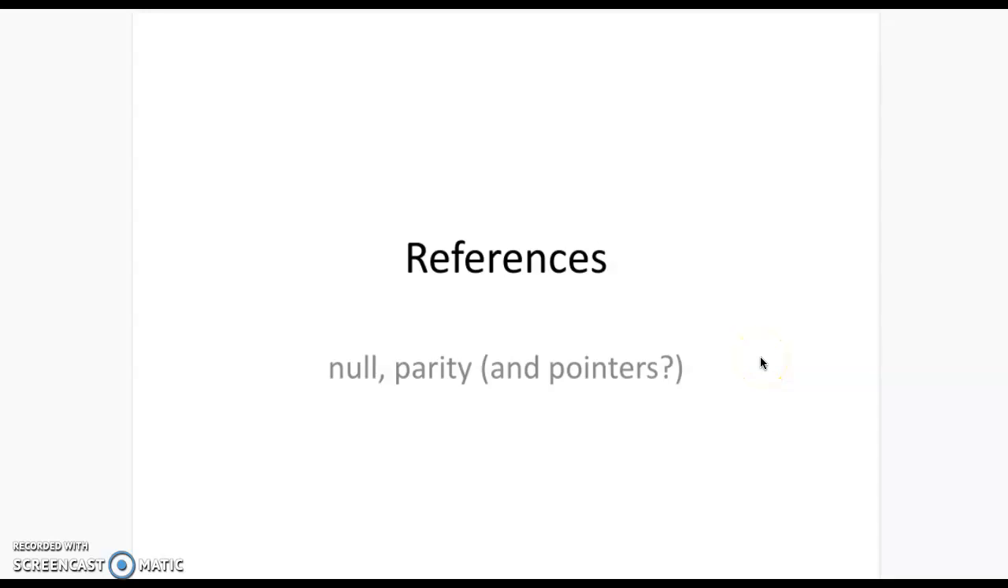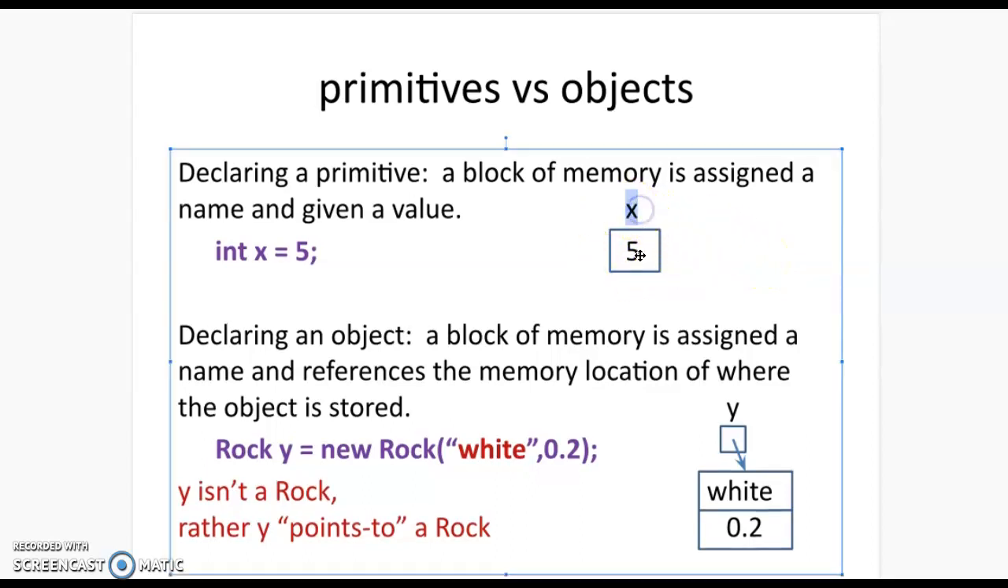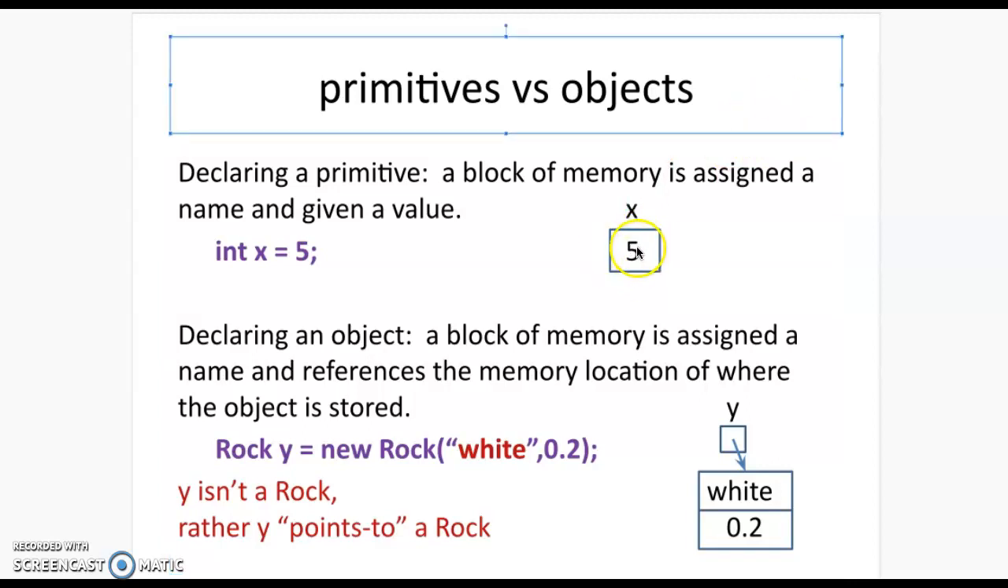Hello, APCSA students. We're going to talk about the difference between primitives and objects now a little bit more, and how they're stored in memory and what they look like. So here we have a primitive, and when we visually represent that, we show the variable's name, and then we show a box with the value inside.